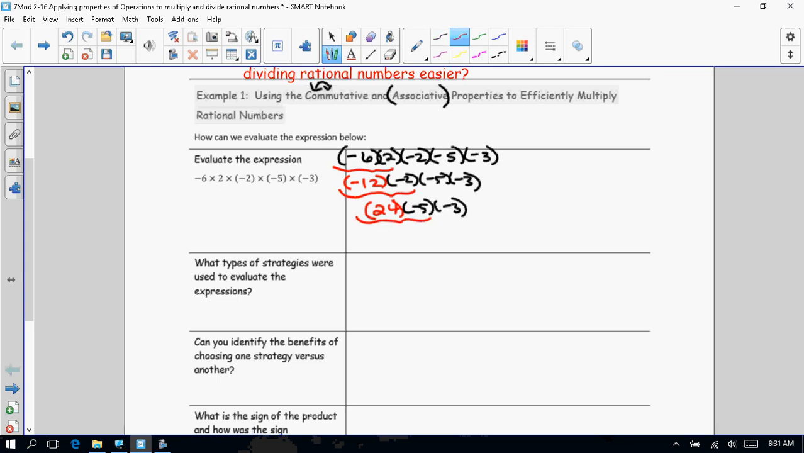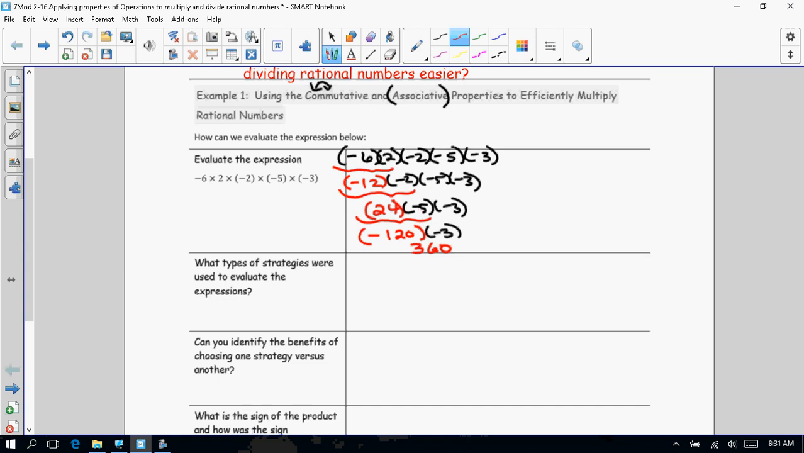Next, I'm going to multiply 24 times -5. Not something I know off the top of my head, but a positive times a negative is a negative. And when I multiply this, I believe I get 120. And then it is still times -3. A negative times a negative is a positive. 120 and 3 gives me 360.